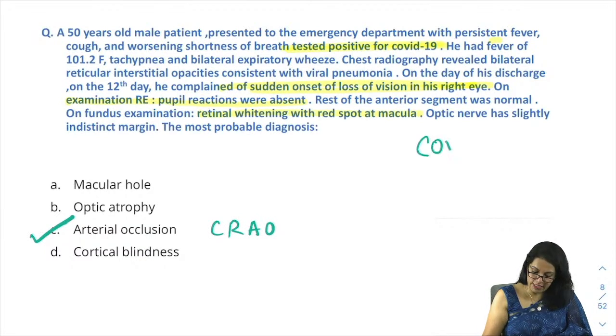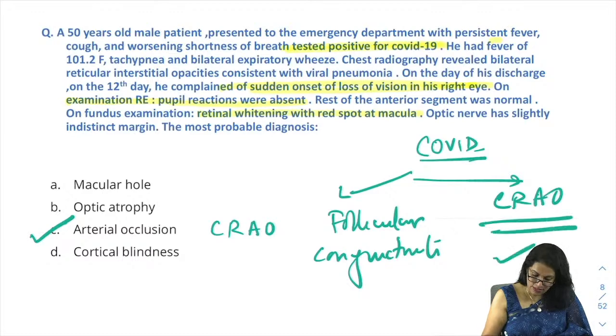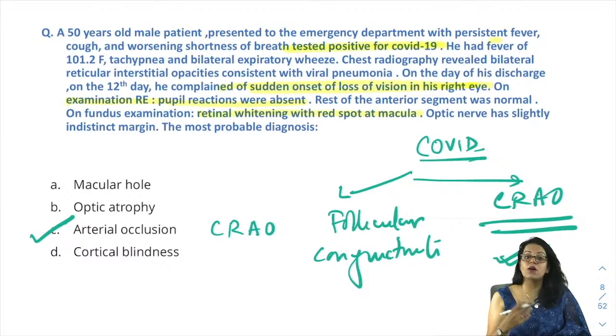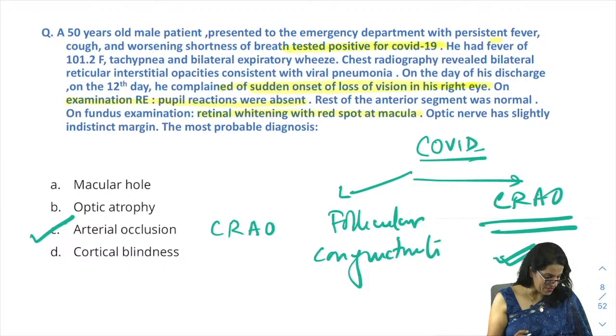We will not forget the two eye manifestations in COVID. One is follicular conjunctivitis and the second is CRAO, central retinal artery occlusion. So naturally this patient with sudden loss of vision, and pupillary reactions are absent, has to be CRAO. Easy? Very good.